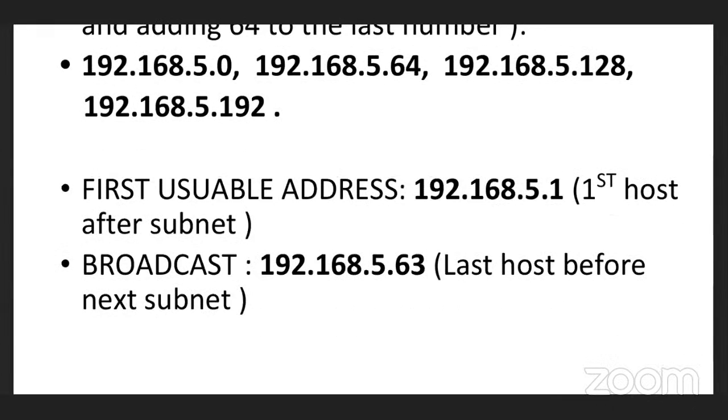So the first usable address will be 192.168.5.1. That is the first one after the 0. And the broadcast will be 192.168.5.63. That is the last address before the next subnet.